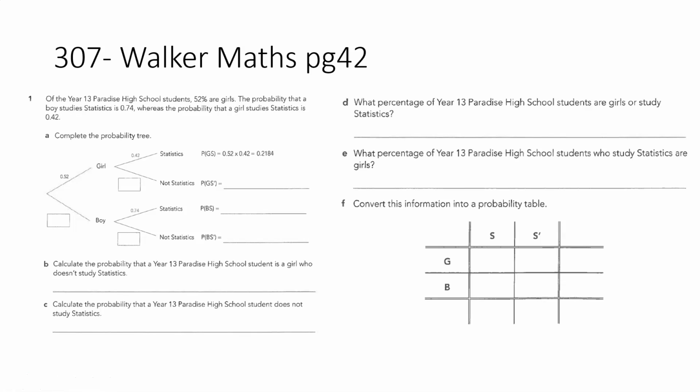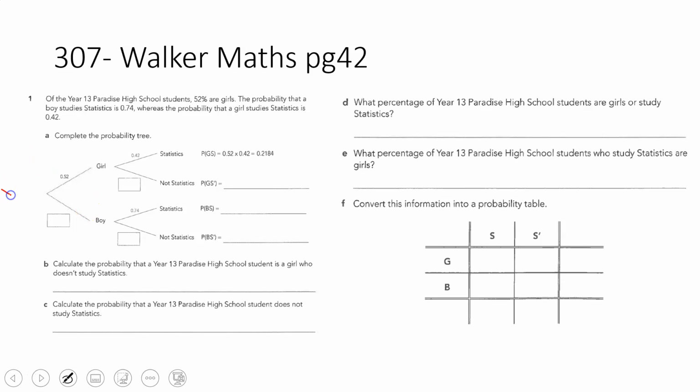So question 1: of the year 13 Paradise High School students, 52% are girls. The probability that a boy studies statistics is 0.7, whereas the probability a girl studies statistics is 0.42. So with the different probabilities, you should straight away be thinking they're not independent. It depends whether they're a boy or a girl, and they've put that information in there for you. So the first part is to complete the probability tree.